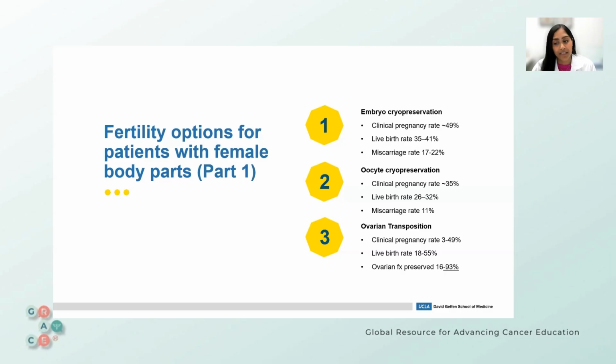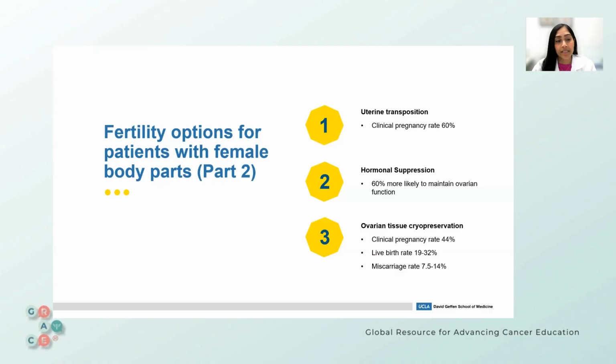Here we have a clinical pregnancy rate of about 3 to 50%, so highly variable, I think, depending on the surgeon that you work with. You have a live birth rate of about 18 to 55%. Again, we're looking at very dramatically large ranges. And in about 16 to 93%, again, a huge range of individuals, you can have ovarian function preserved. Of the three options on this page, most popular is embryo cryopreservation because it tends to have the most success.